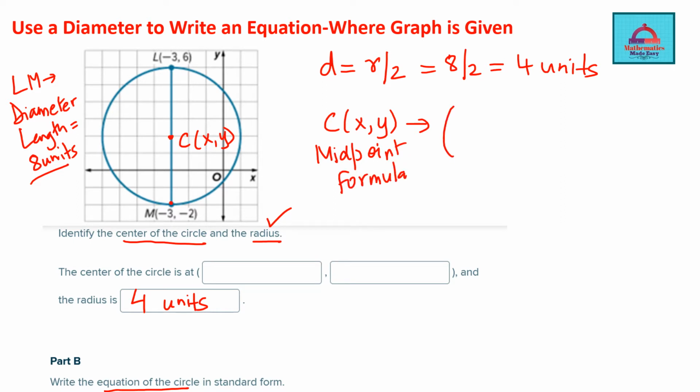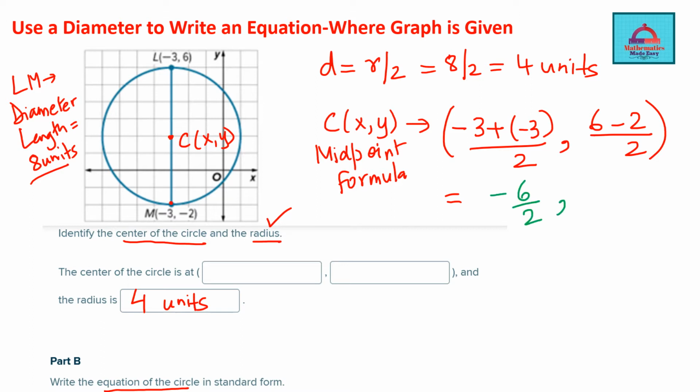So we will take exactly the middle value. So -3 and -3, these are the coordinates for x. So I'm going to be adding both of them and dividing by 2. Similarly 6 and -2, these are the coordinates for y. We will add them and divide by 2. So I want you to find these coordinates for me. So how much is this? -3, -3 is -6, and you divide by 2. So I hope you all have got the coordinates of the center as -3, 2. So you can now put in these boxes, fill it up, and you've got your center also.